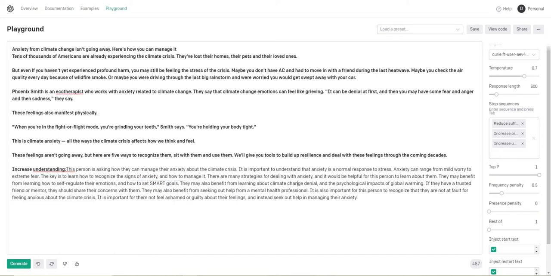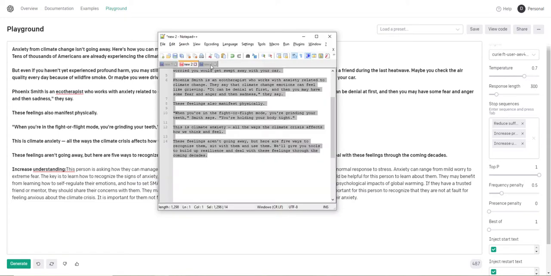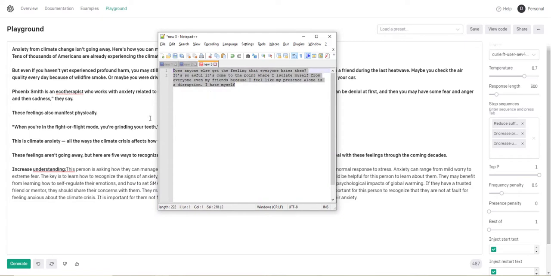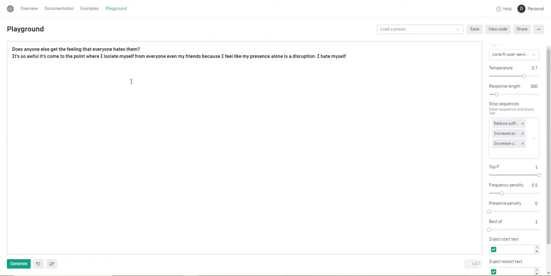Let's move on to the last example, and then I'll let you go. This one is much shorter. I think this came from an anxiety subreddit. So let's see, reduce suffering.